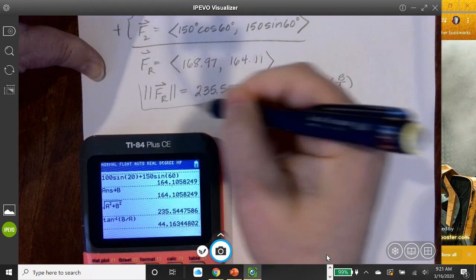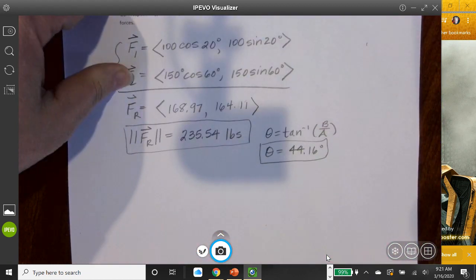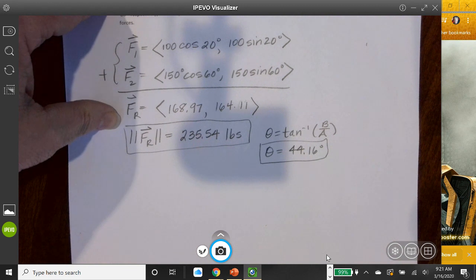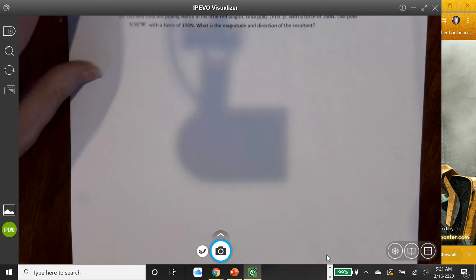What do you do? You just add the forces together, the x components and the y components, and get the resultant vector, and then find its magnitude and its direction based on what quadrant it's in. Okay, yay, it's the very last one.